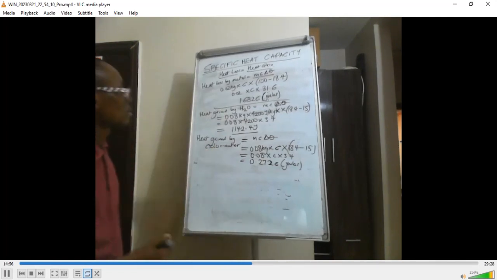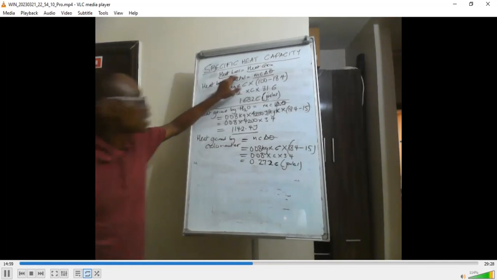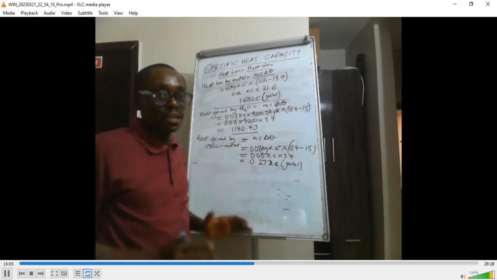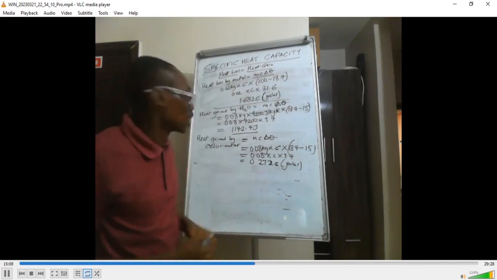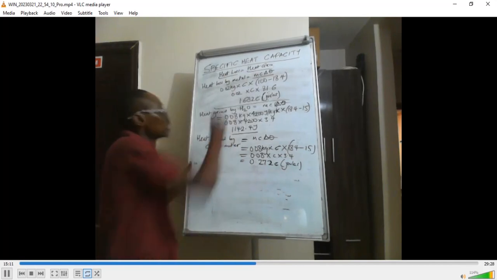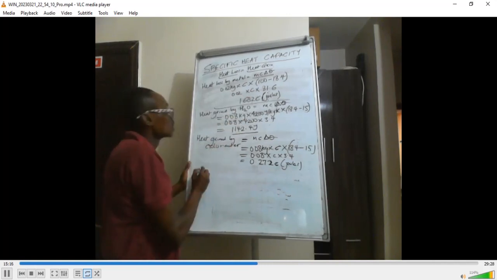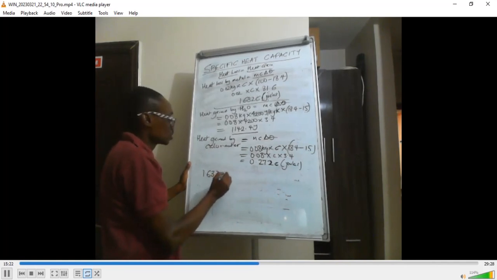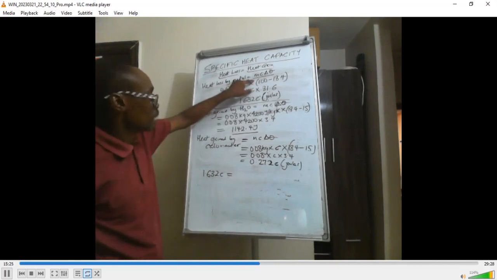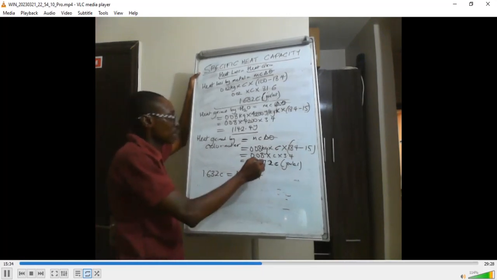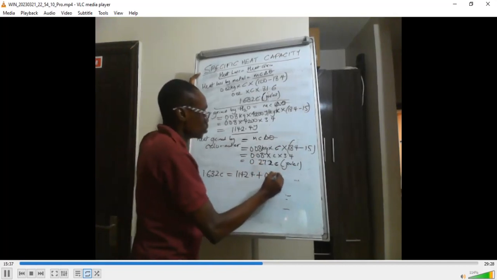So at the end of the day, the method of mixture states that heat loss is equal to heat gain. So heat loss by the metal is equal to the heat gain by water plus the heat gain by the calorimeter. So we are going to put that in the expression. Heat loss by the metal, which is 1.632 C joules, is equal to the heat gain by the water, which is 1142.4 joules, plus the heat gain by the calorimeter, which is 0.272 C.